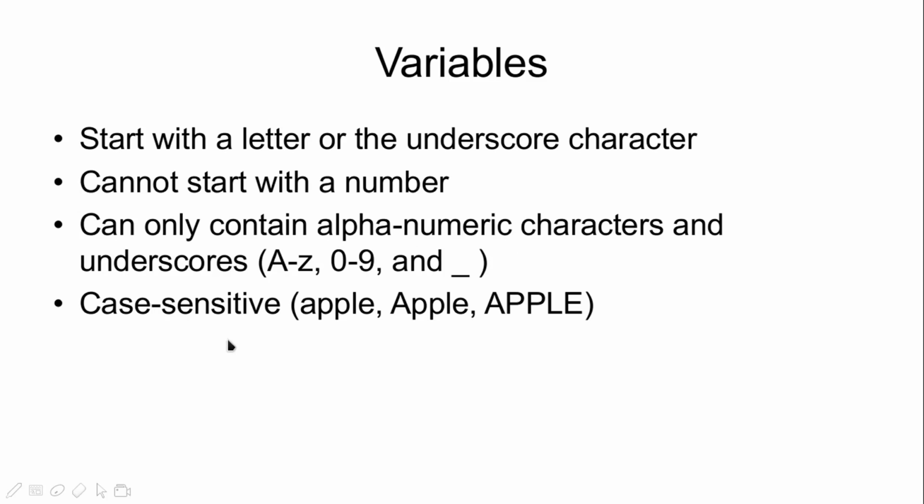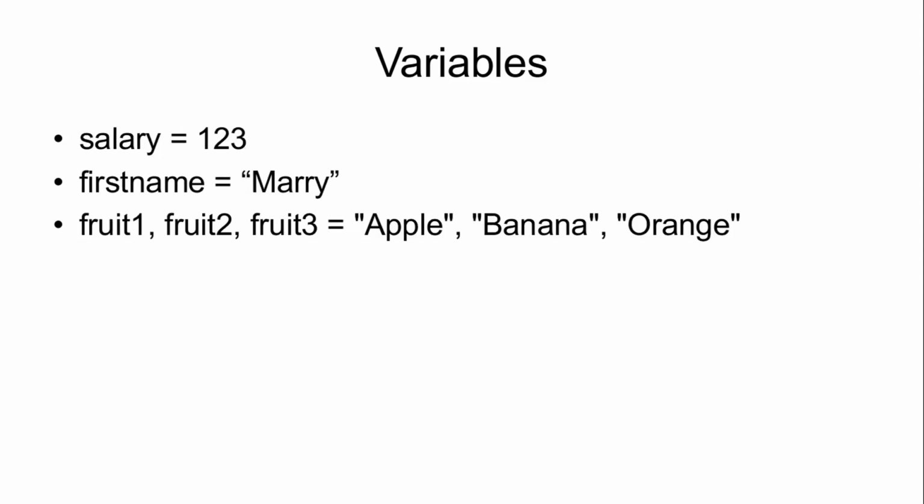It's also case sensitive, which means that apple is different from Apple with a capital letter, which is different from APPLE with all uppercase. Variables can have a short name like X, Y, or Z, or a more descriptive name like age, car owner name, total volume, etc. For example, salary, first name, fruit.